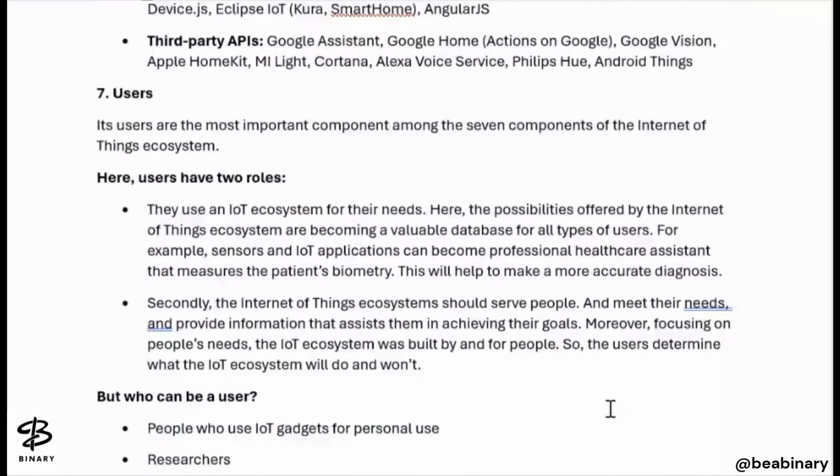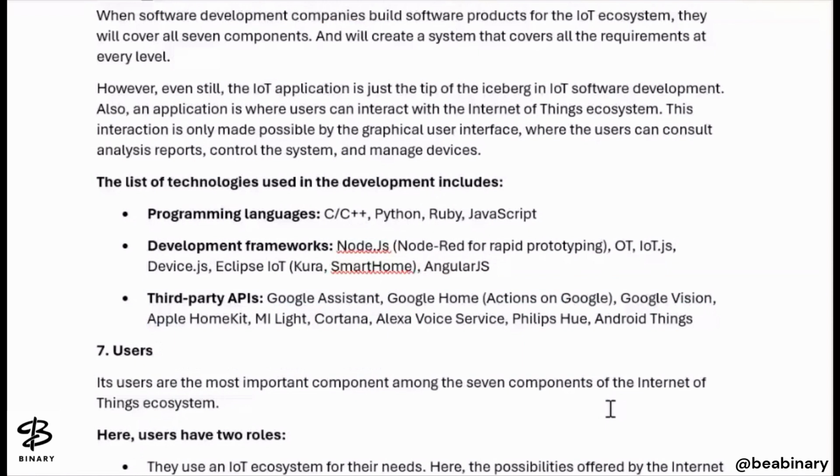Different applications. So an application is where a user can interact with the IoT ecosystem. This interaction is mainly made possible by graphical user interfaces, by the application layer, by the presentation layer, where the user can consult the analysis report which has been done on the cloud, and control the system and manage the devices.